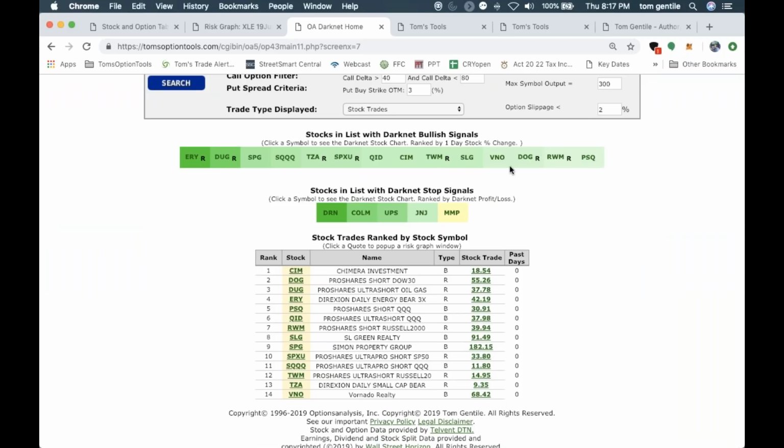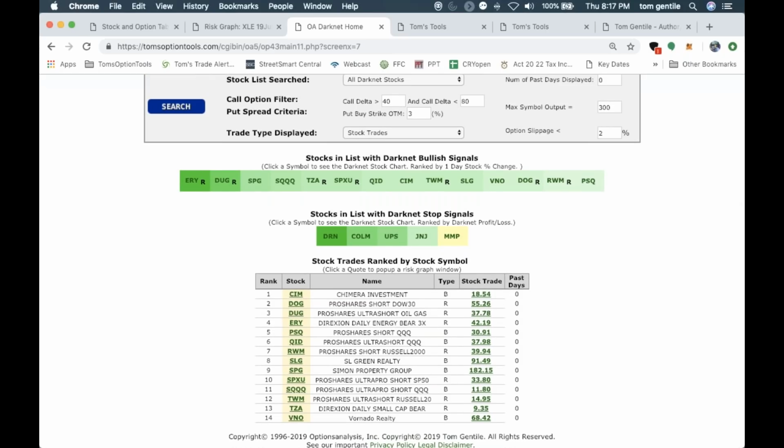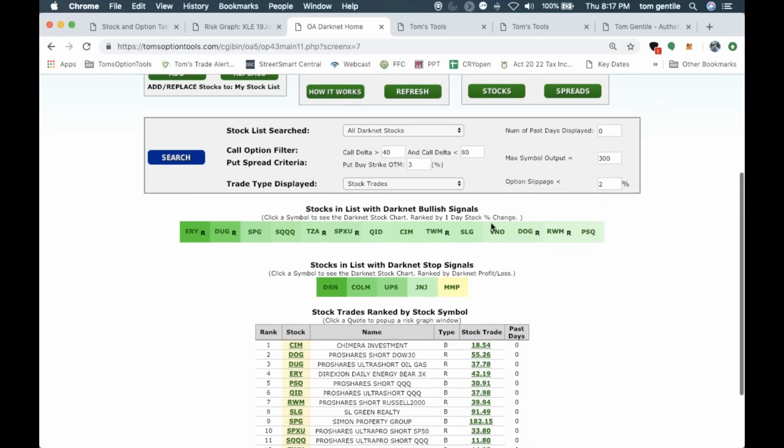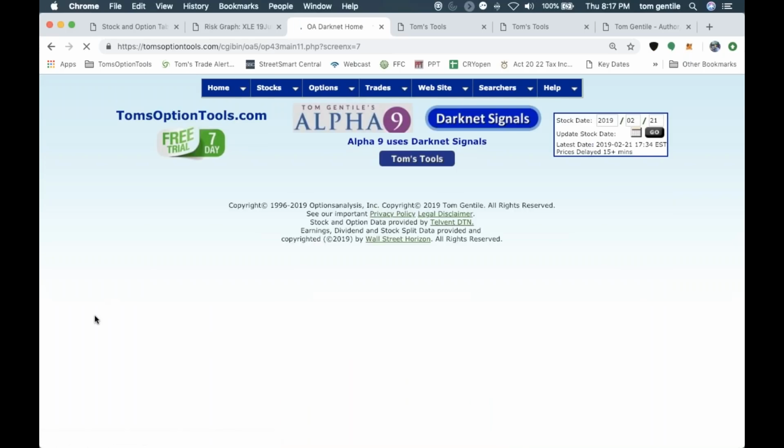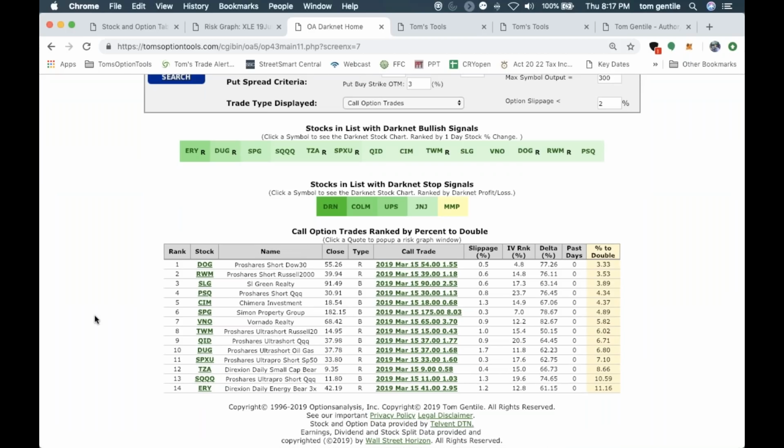Everything that you see here, and as you can see, it's done a re-ranking. If you want to go straight past this and into option trades, we can go into two different types of option trades. We can go into call option trades, because remember, it's just a buying strategy only. There's DOG. DOG is the short Dow 30. That's not dogs of the Dow. That's a short on the Dow. You also see a short on the Russell. Then we've got Realty. We've got short QQQ.